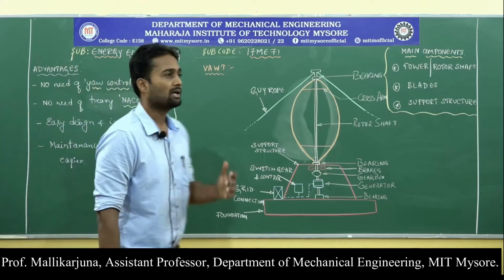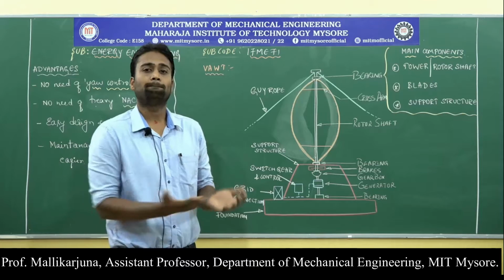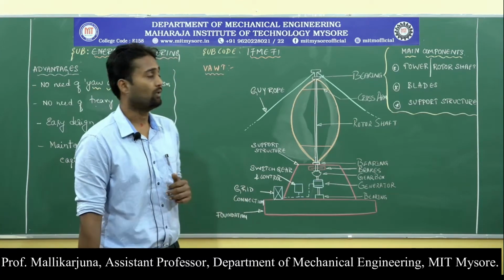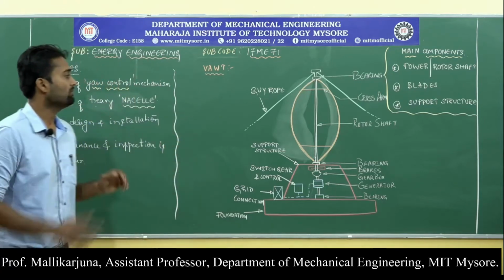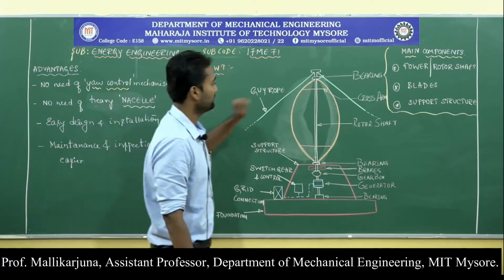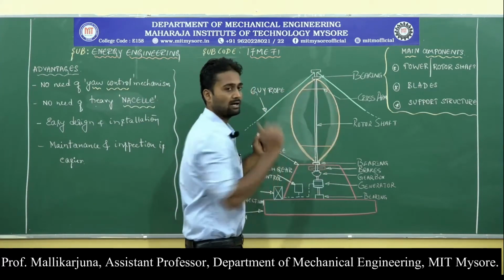This is called a vertical axis wind turbine because the axis of rotation of the blades is perpendicular to the ground. That is why it is called a vertical axis wind turbine. Let us look at the various parts of the vertical axis wind turbine. If you look at the sketch, it consists of the vertical shaft. To the shaft, blades are attached.